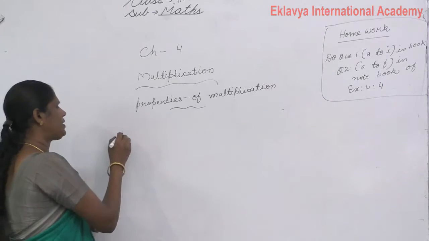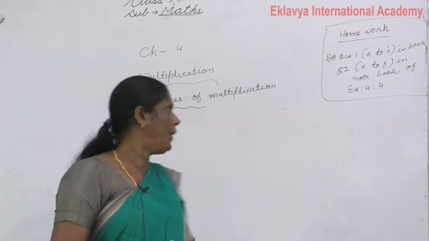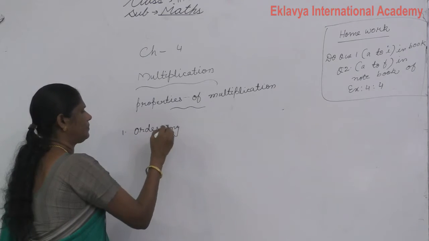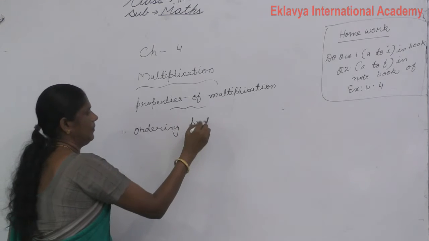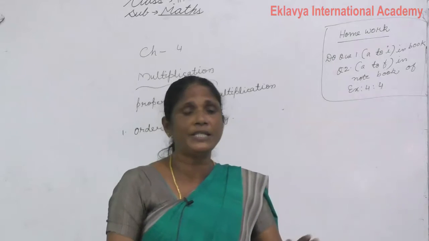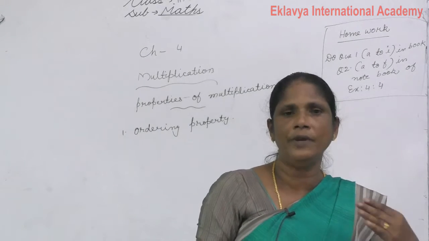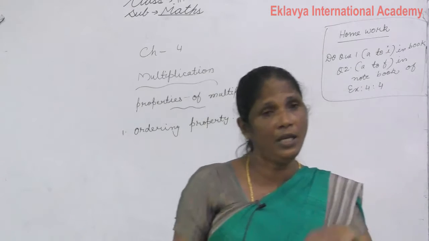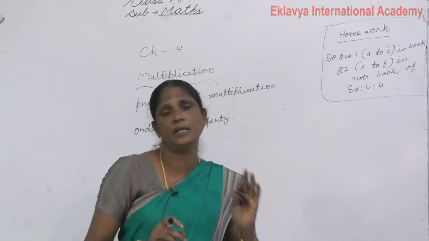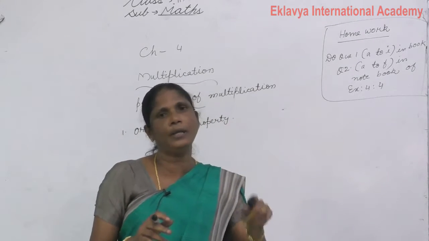First, the properties of multiplication: the ordering property. In the ordering property, we change the numbers in any order, and the result does not change. That property is called the ordering property.